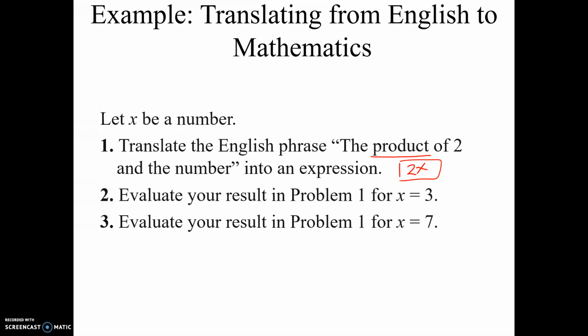In step 2, evaluate your result in problem 1 for x equals 3. Well, if our expression is 2x and x equals 3, that means we will have 2 times 3, which is 6. So the expression 2x, which is a product of 2 and x, has a value of 6 when x equals 3. This time, let's evaluate the result in problem 1 for x equals 7. So our expression is 2x, but if x equals 7, we will replace the x with 7 using parentheses. So 2 times 7, this will give us 14.